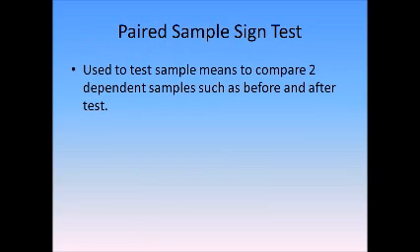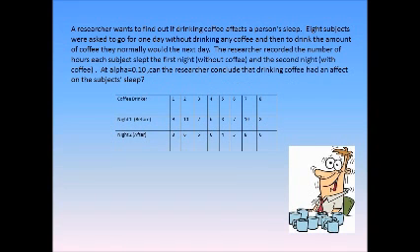Going on to the paired sample sign test, this is used to compare 2 dependent samples, such as before and after tests. This time a researcher wants to find out if drinking coffee affects a person's sleep. He asks 8 people to go 1 day without drinking coffee and record how many hours they sleep. The next day they get to drink as much coffee as they want and record the number of hours they sleep. At the alpha 0.10 significance level, can the researcher conclude that drinking coffee had an effect on the subjects' sleep?